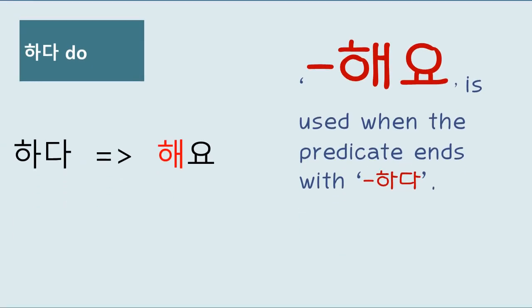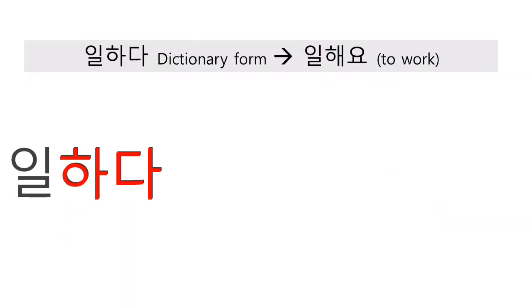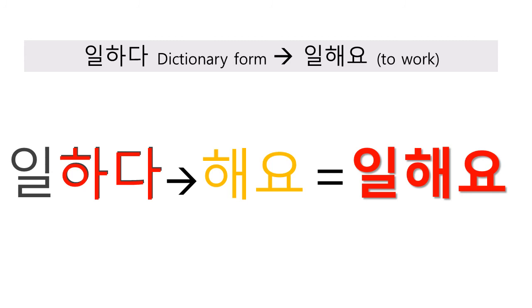Okay, so the final one is when the verb is 하다, to do, the present tense polite form is 해요. So we remove da and we change it to 해요. It's pretty simple. So here, 일 means work, 일하다 means to work. So it's kind of changing this noun into a verb. So 일하다 is the dictionary form, and then we change it to 일해요, to work.